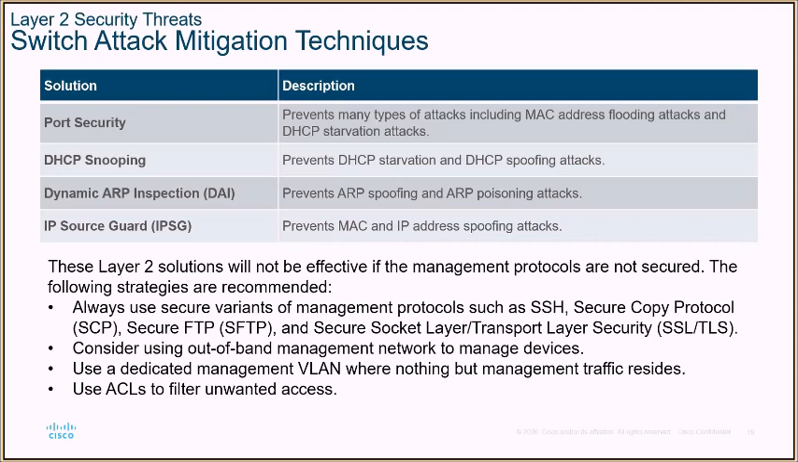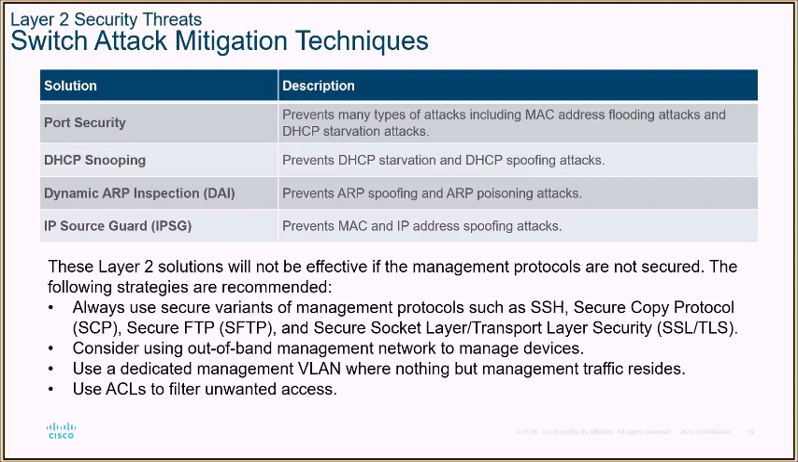Dynamic ARP inspection prevents ARP spoofing and ARP poisoning attacks. So basically with that, if someone's got some malware on a host, it can respond to every ARP request with its own MAC address. And so then again, all traffic will go through it, and so they can snoop more stuff. IP source guard prevents MAC and IP address spoofing attacks.